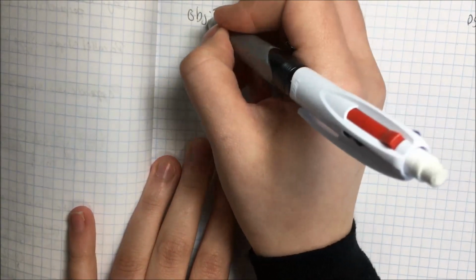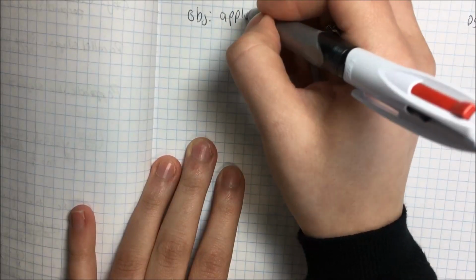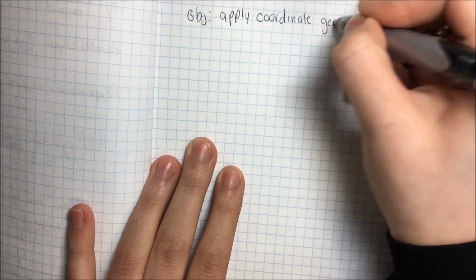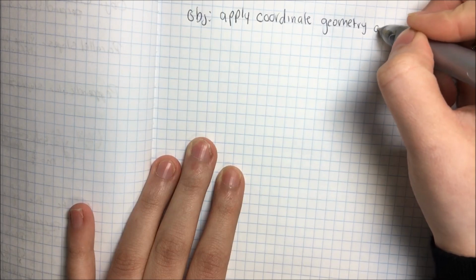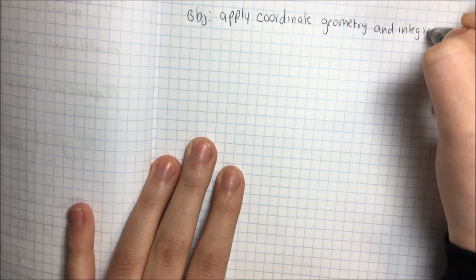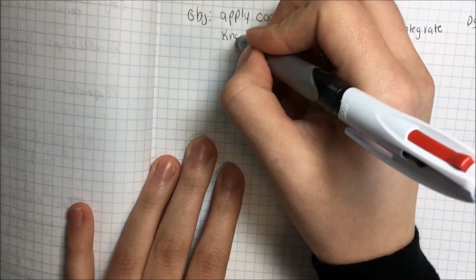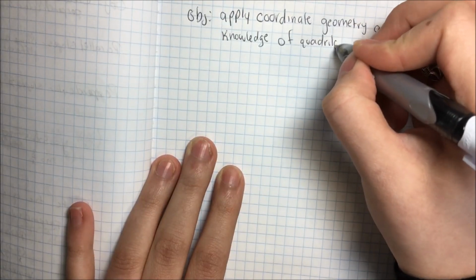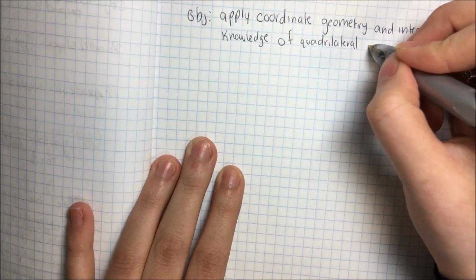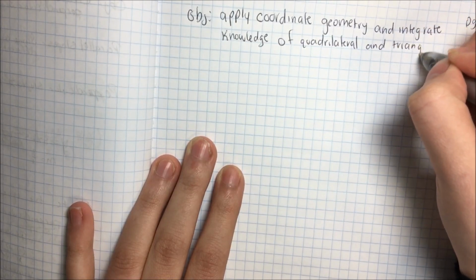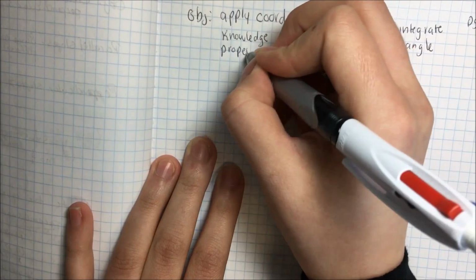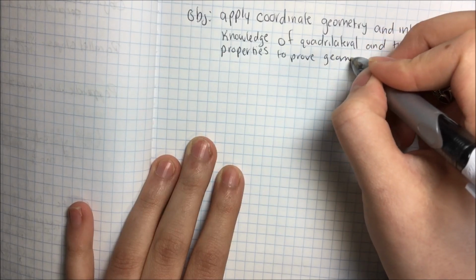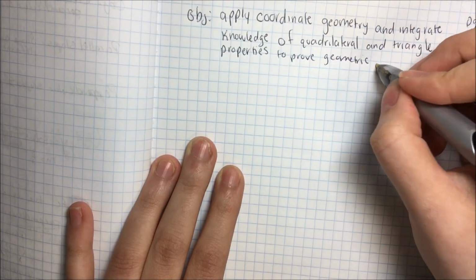So our objective today is to apply coordinate geometry and integrate knowledge of quadrilateral and triangle properties to prove geometric properties on a coordinate plane.